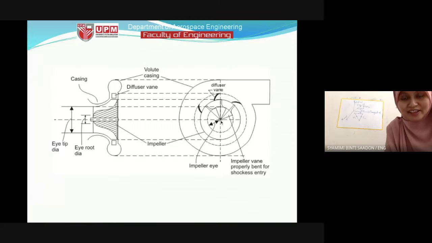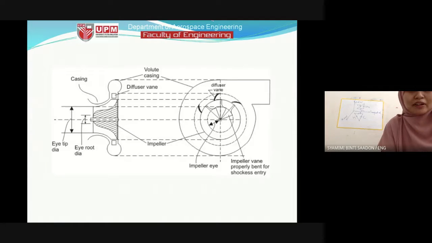Enter at the center, and it will come out this way. Like this, from the front view. Between each of the blades, the air will come out this way, so that is radially. So we have to understand first how the fluid enters and comes out from the centrifugal compressor, because we are going to sketch the velocity triangle, so we have to know the direction.